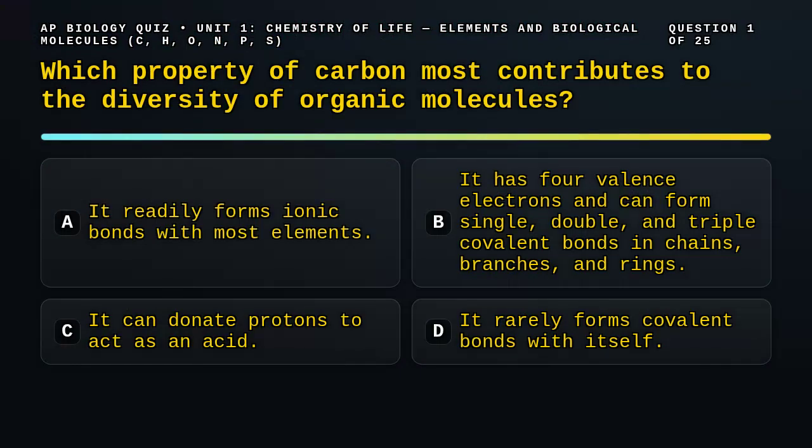Question 1. Which property of carbon most contributes to the diversity of organic molecules? A. It readily forms ionic bonds with most elements. B. It has 4 valence electrons and can form single, double, and triple covalent bonds in chains, branches, and rings. C. It can donate protons to act as an acid. D. It rarely forms covalent bonds with itself.